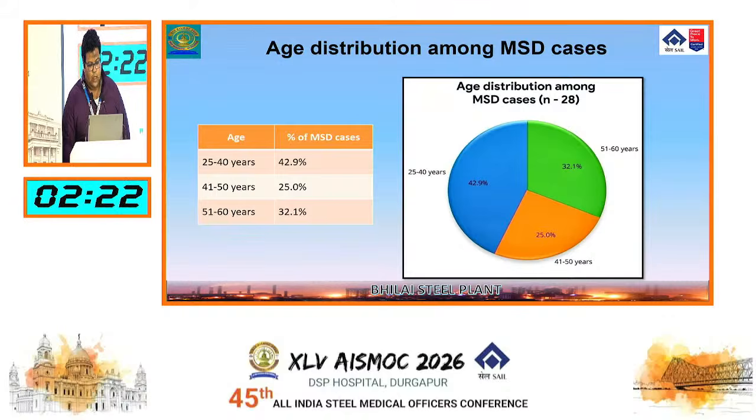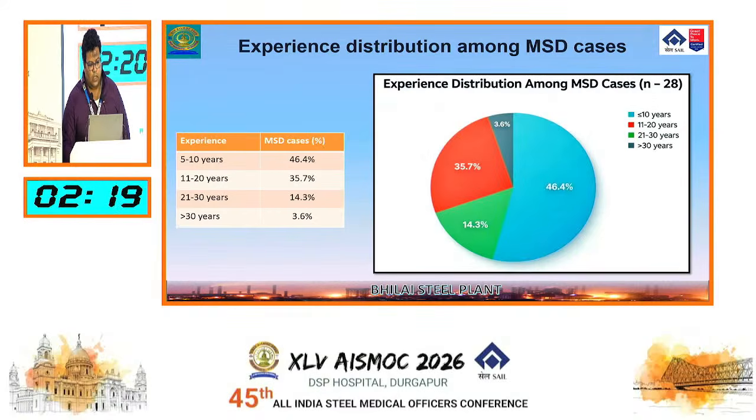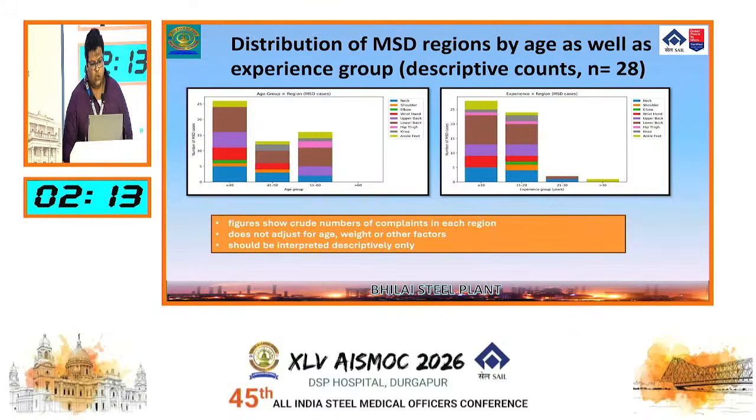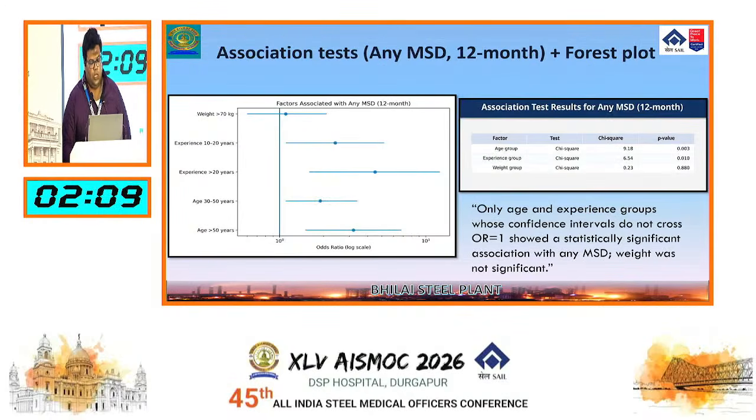Interestingly, the young and less experienced population produced more absolute complaints. Body region wise distribution also showed a similar pattern. But when we did an epidemiological association test with logistic regression and forest plot analysis, we found age and experience having a significant association with development of MSD, with higher MSD per individual. However, body weight did not show any significant association.